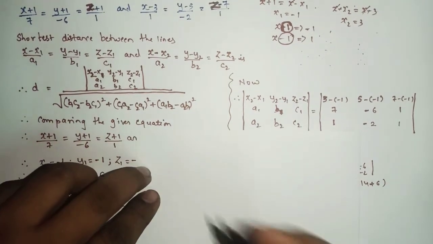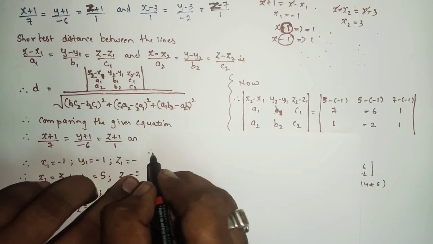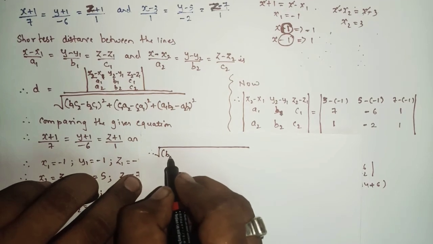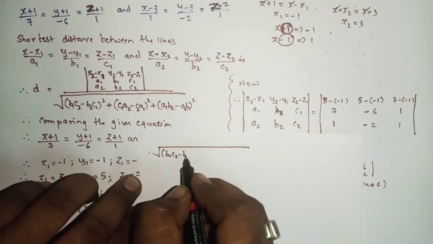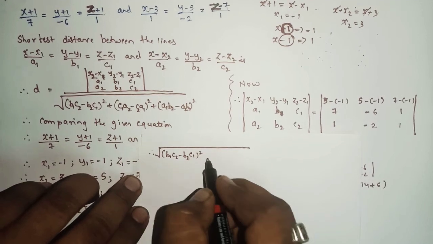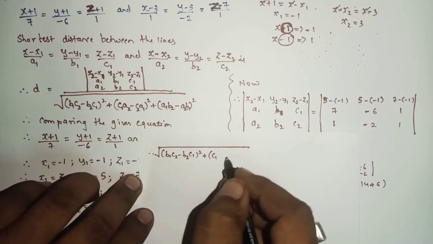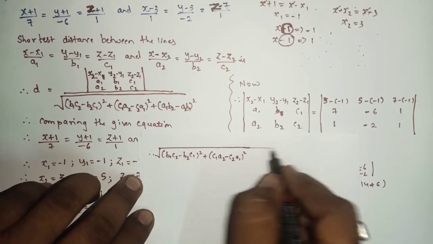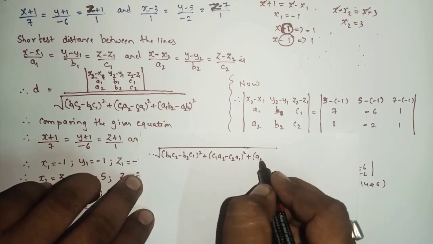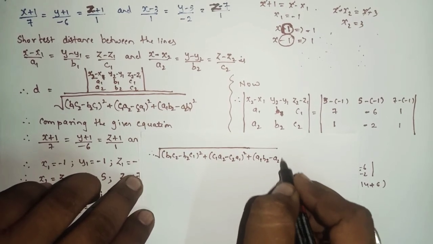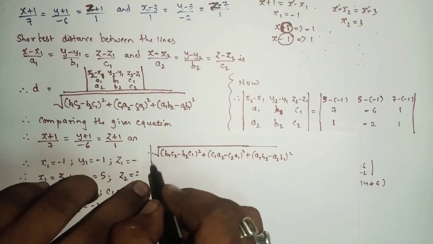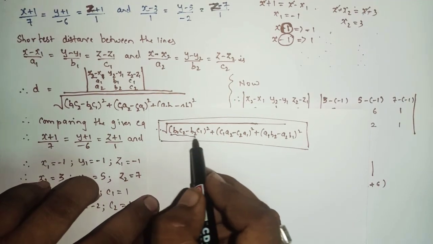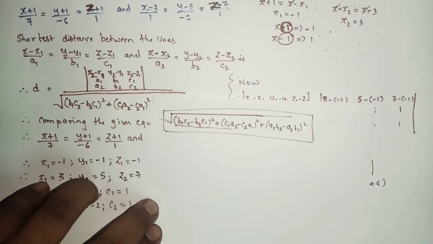So here, the denominator section is what? This is the formula. Yes or no? b1 c2 minus b2 c1, c1 a2 minus c2 a1 the whole square, plus a1 b2 minus a2 b1 the whole square. So here remember, first we'll find what? First we'll find this section, the inside part. Then we'll write the answer and square it.